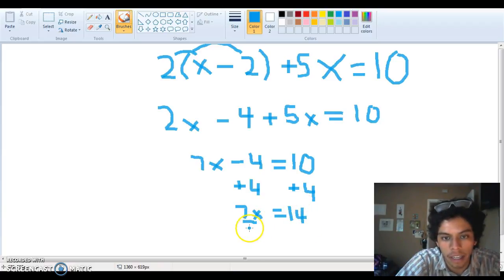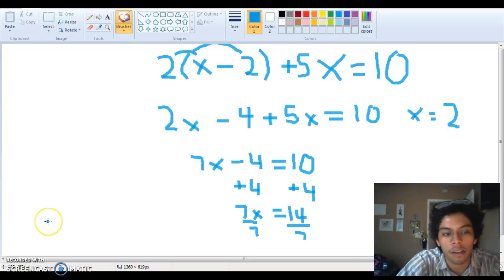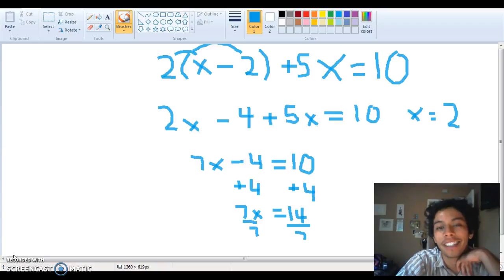Now we apply the multiplicative inverse, which is dividing by 7 in order to isolate the variable, and then we get x is equal to 2. And all you have to do is plug that back in, and then you should check, and you'll get the left hand side equal to the right hand side, and you are done.